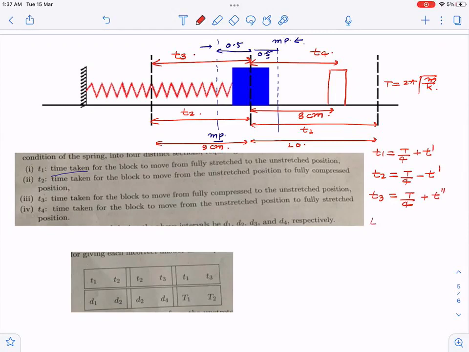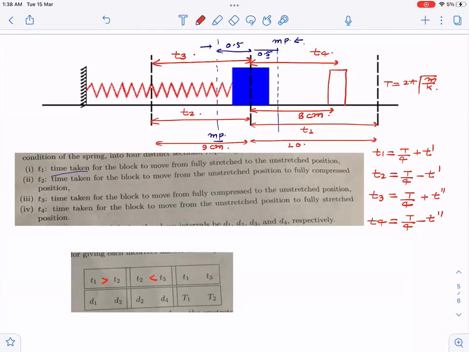T4. What's T4? T4 is from here to the extreme position, which is now T by 4 minus T double prime. Okay, so you start marking T1, T2, which is more? Of course, T1 is more. You can see T2, T3, which is more? Of course, T3 is more. And then T1 and T3. Now we have to check T prime or T double prime, which is more, which is less.